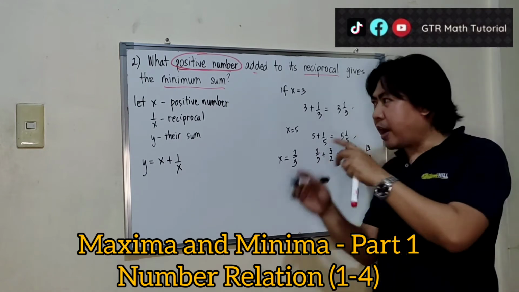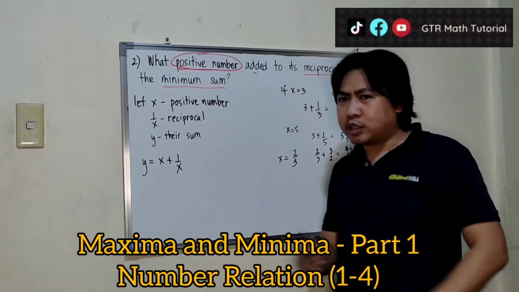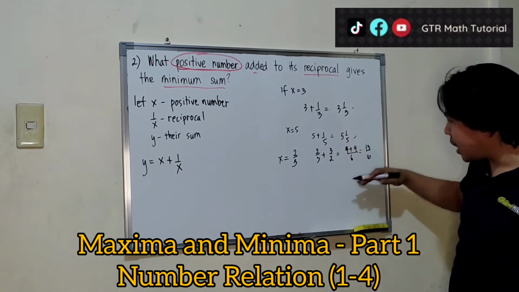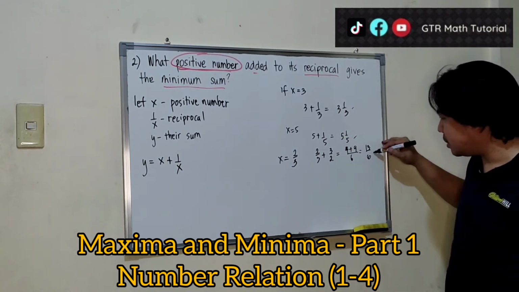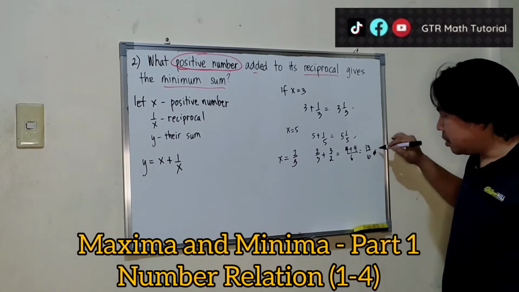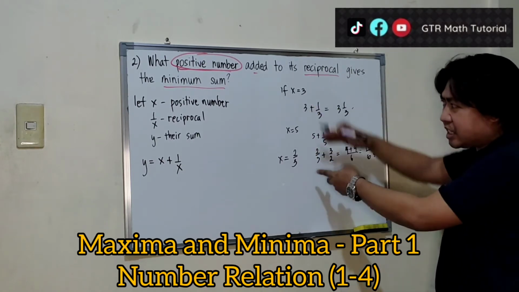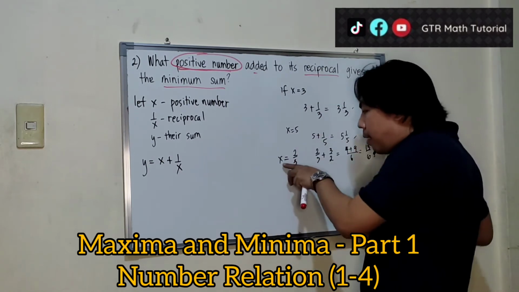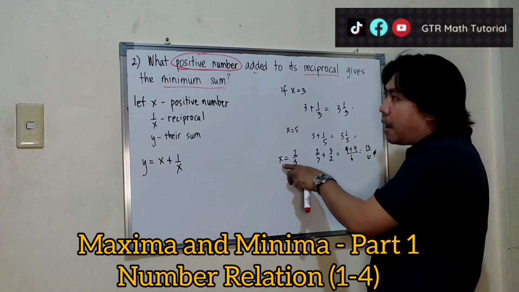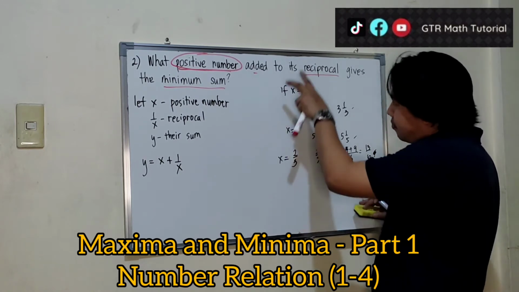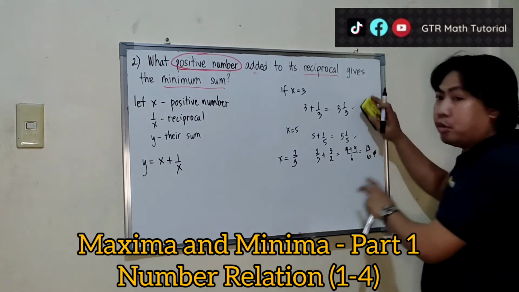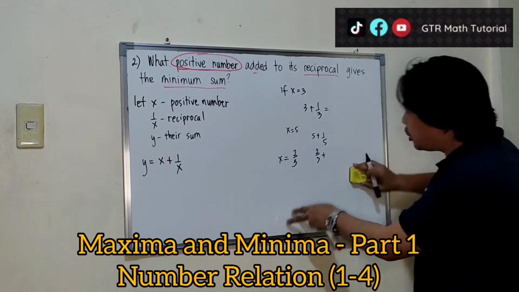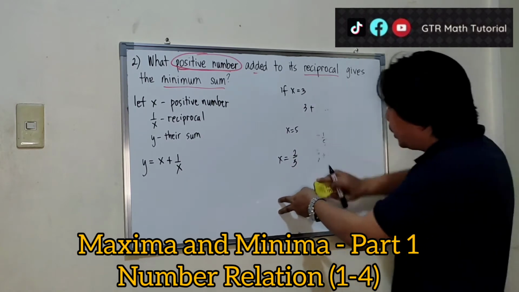Okay? Let's find the value of x which will give the minimum sum. In this example, the minimum sum is 13 divided by 6, which is the lowest among just these three numbers, 3, 5, and 2/3. We're going to find the value of x, the number which gives the minimum sum with its reciprocal. So the answer is not among these three numbers, 3, 5, and 2/3.